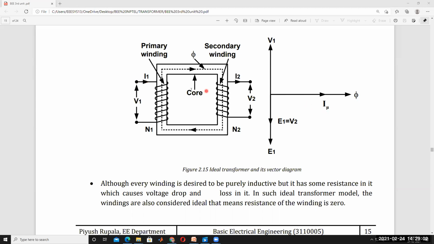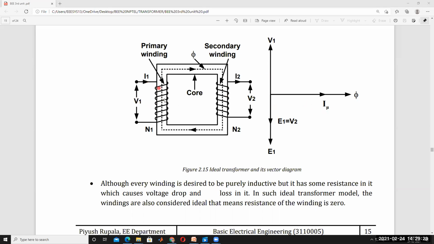V1 and E1, according to Lenz's law, are in exact phase opposition. The effect opposes the cause, as you know well from Lenz's law. That's why the counter EMF always exactly opposes V1, and E1 lags V1 by 180 degrees. That's why the angle between V1 and E1 is 180 degrees.